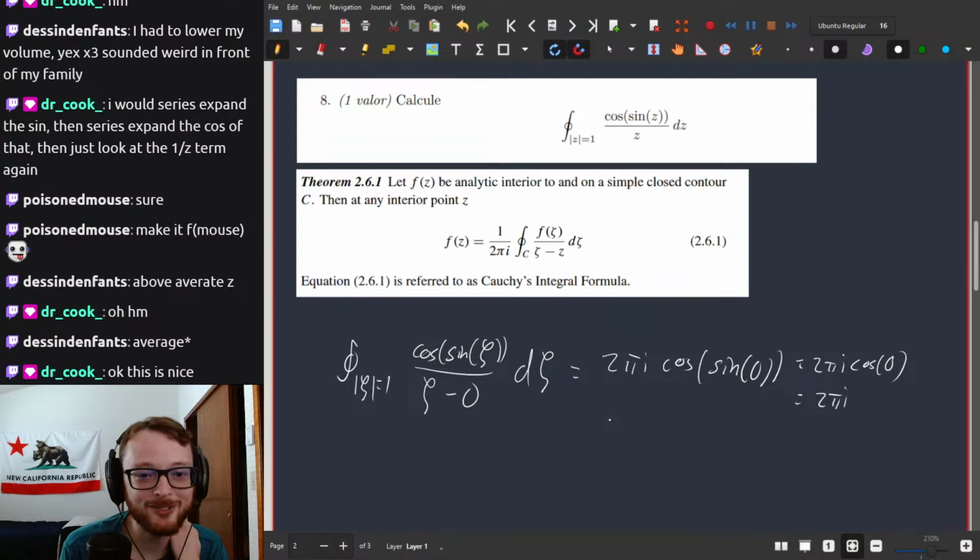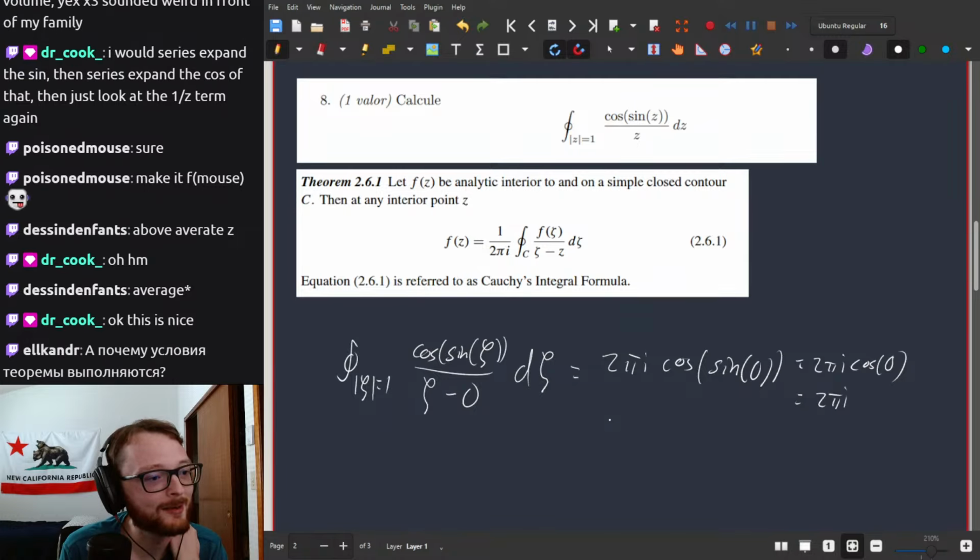I was excited because I thought it was going to be something super complicated. Dr. Cook wanted to series expand the sine, then series expand the cosine. Oh, there might be something there too, but I think this is the intended way. Yeah, I could have done that.